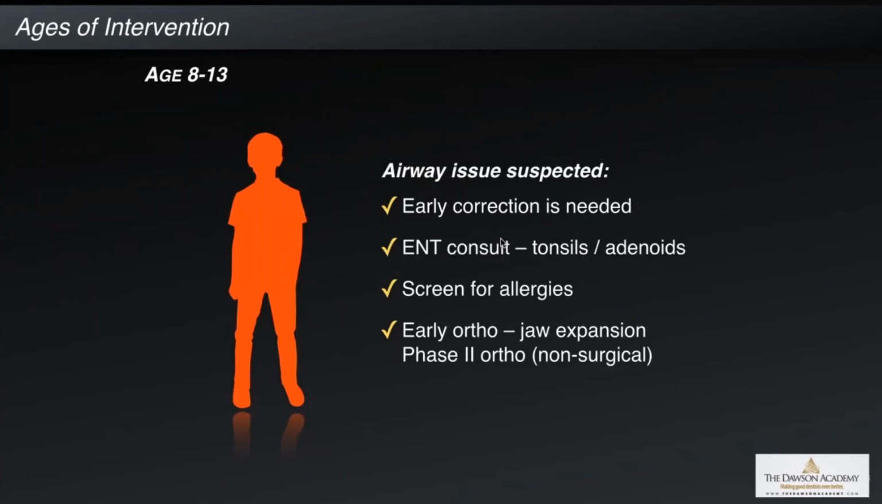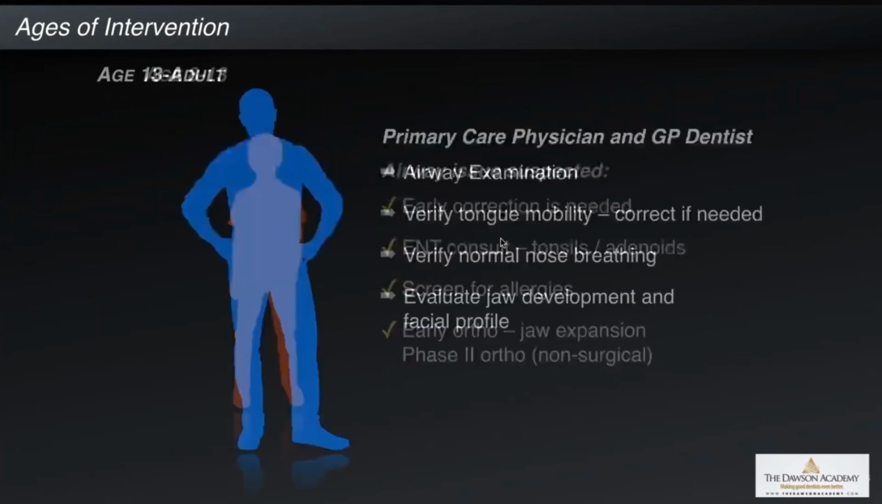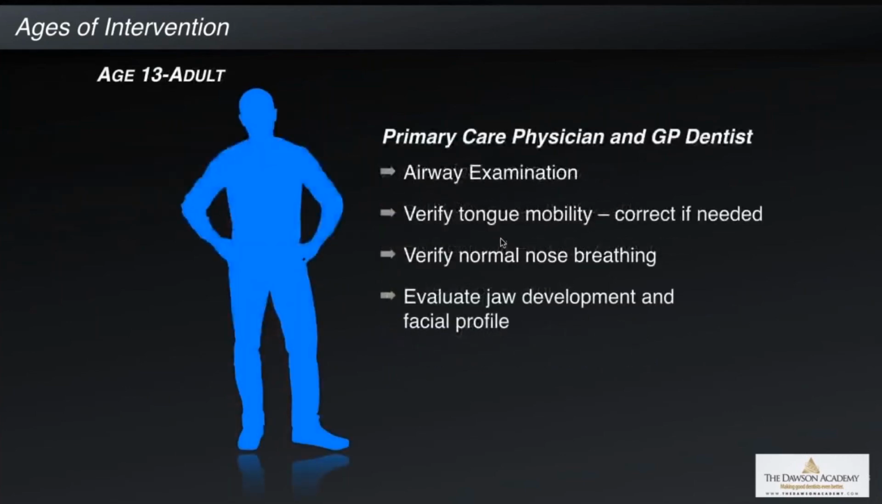And the ortho is for jaw expansion. Phase 2 can be done non-surgically. But a lot of this ortho, again, remember the size of the box. Do you want to make the box smaller or bigger? So a lot of our patients should be having expansive ortho and not retractive ortho. I just see adults, so they kind of get to me when they're at this stage.